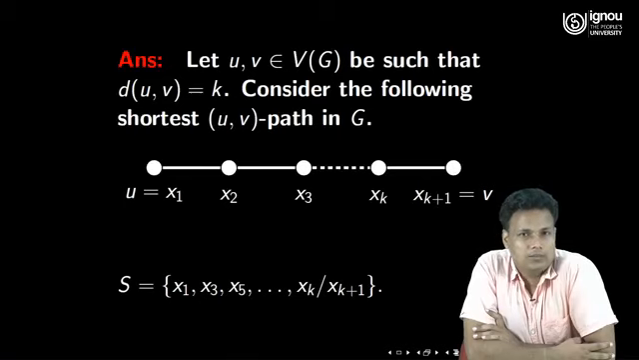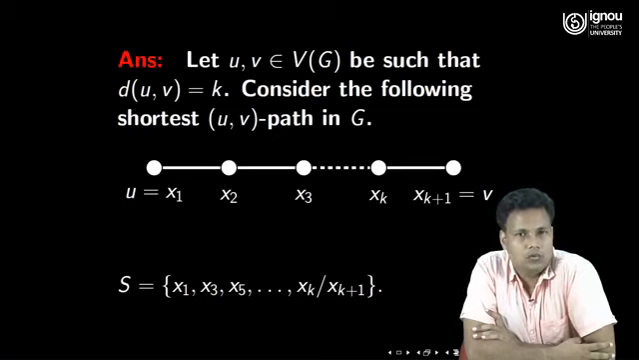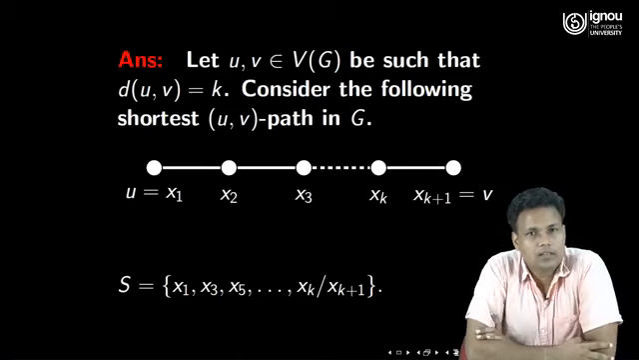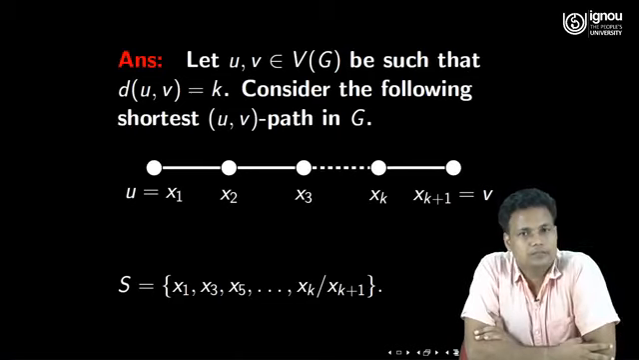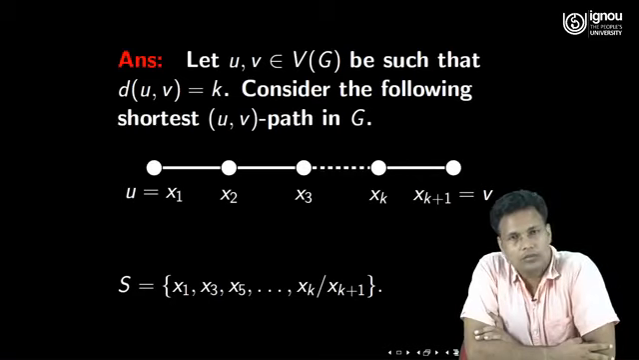Similarly, x2 has precisely two neighbors on this path, which are x1 and x3. Likewise, you can see that x3 has precisely two neighbors, which are x2 and x4. Thus, x1 and x3 are non-adjacent, and both are non-adjacent to x5, and so on.